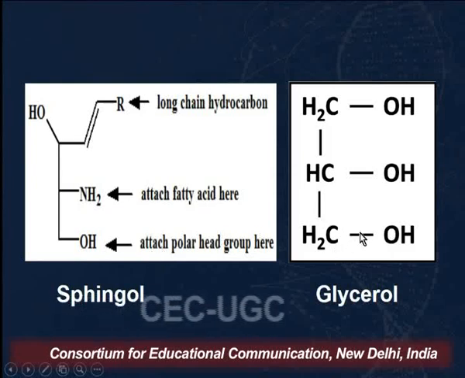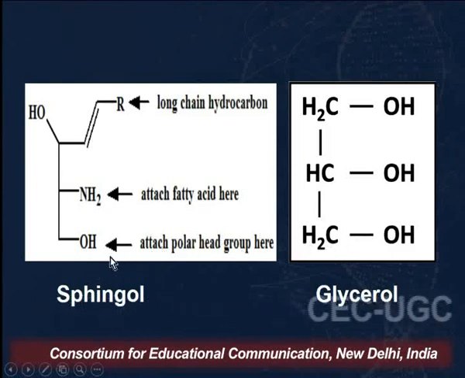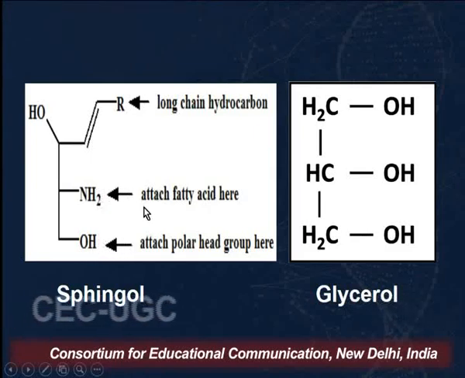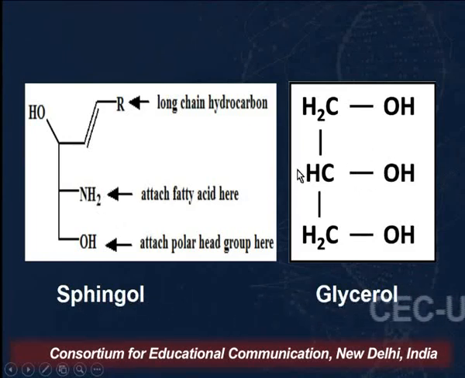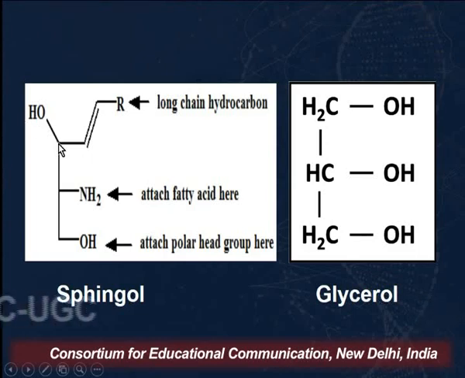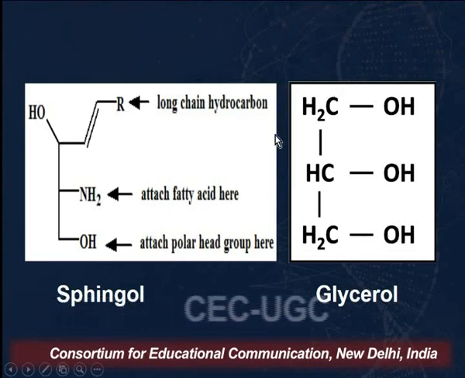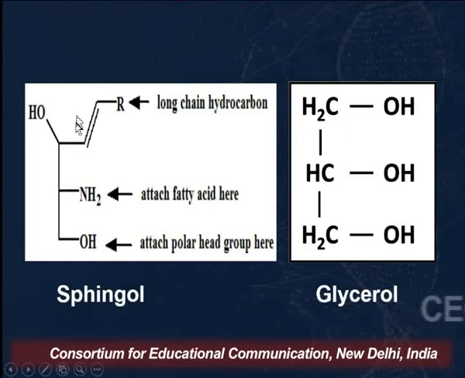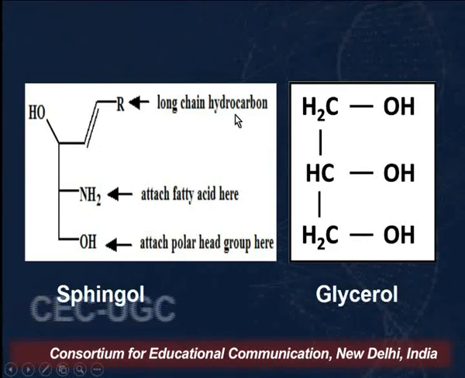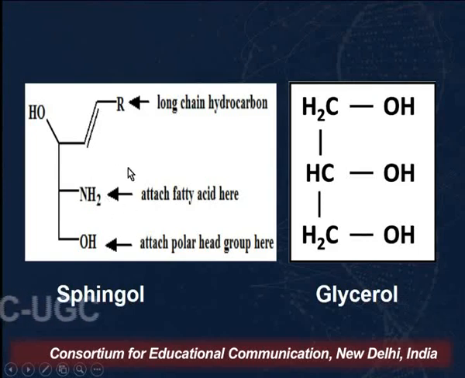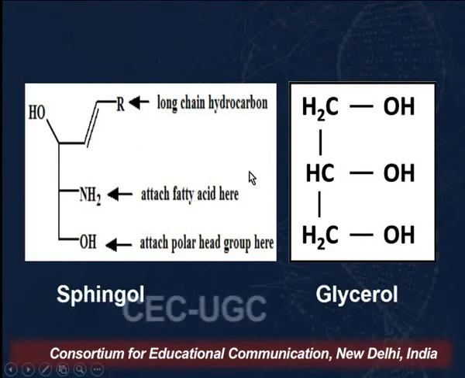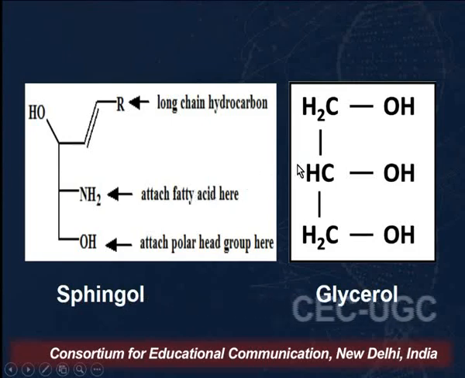Here the first carbon is attached to OH. In sphingol also the first carbon is attached to an OH. The second one is attached here to an amino group. Here the second carbon is attached to an OH. Then here the third carbon is again attached to an OH. Here also the third carbon is attached to an OH. But what we note here is that to the third carbon of sphingosine, a long chain hydrocarbon is also attached. So this is how we compare the structure of sphingol and glycerol.